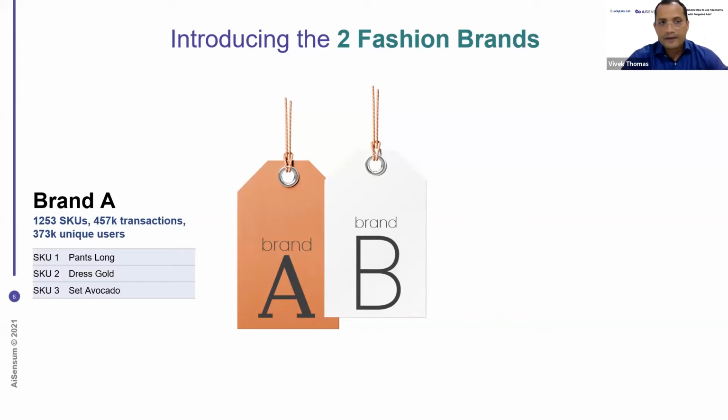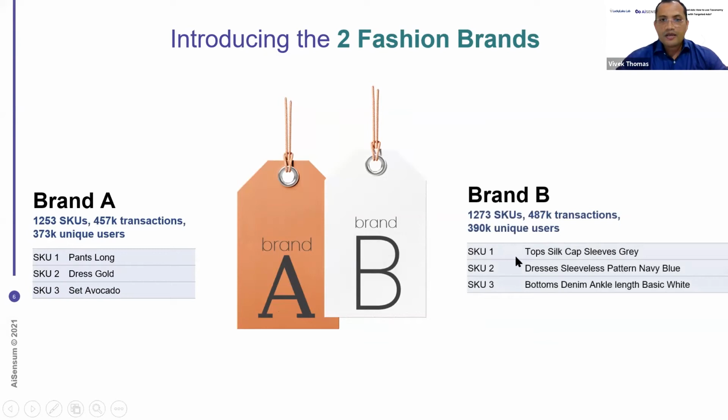Right? So we've got brand A, and this is the SKU definition that they've given us, and this is real stuff. Okay, I mean, without naming the brand, this is how we would get. Some of the brands have this kind of a description. So SKU1 is just called pants long, dress code, set avocado, right?